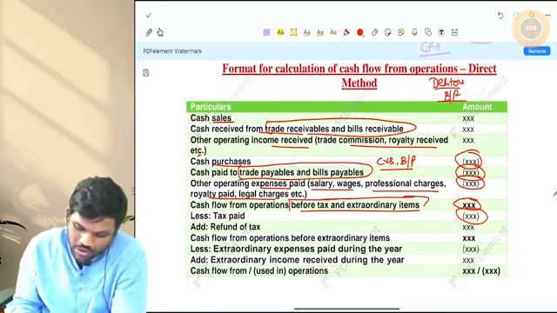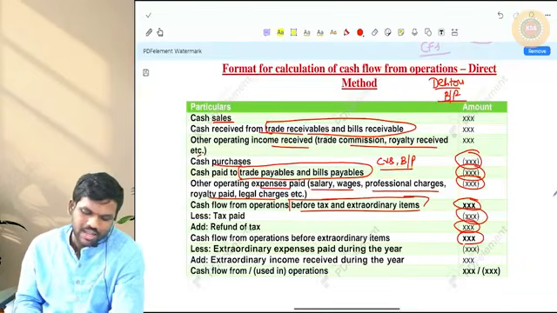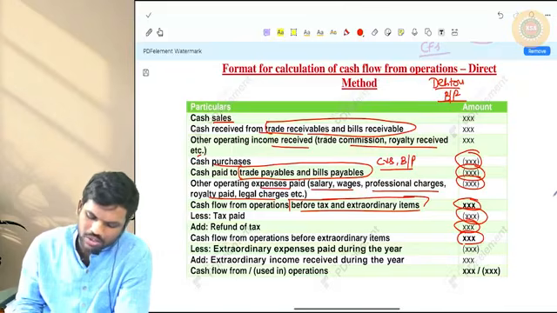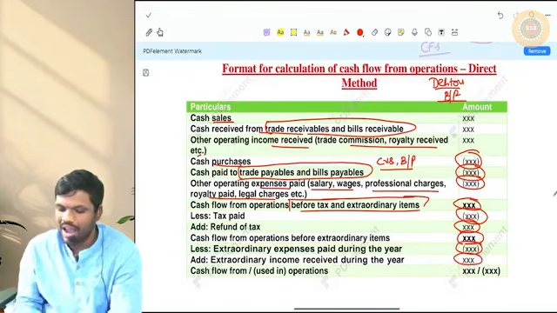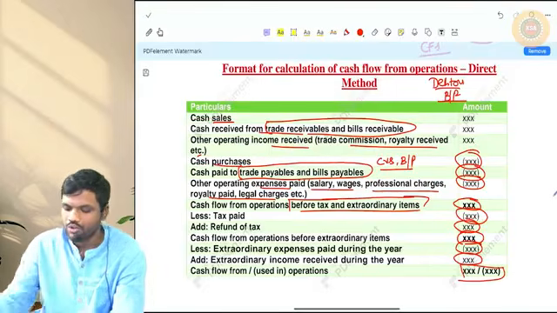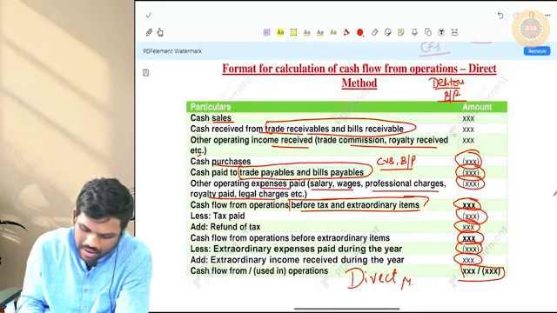No sir, I have refund of tax. It is an inflow. Add that. Then you will get cash flow after tax. Then any extraordinary items you have paid, that should be subtracted. Any extraordinary incomes that you have received, that should be added. Finally, you will get cash flow from operations under direct method.